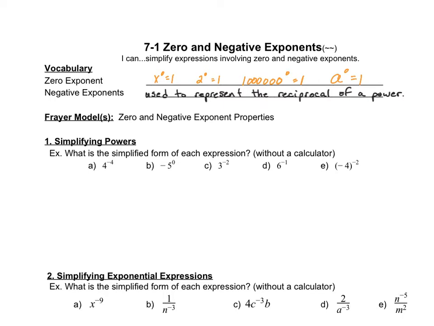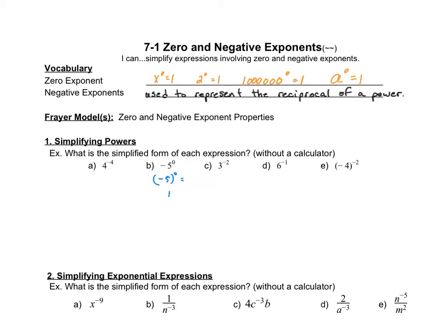So if we look at our first examples here, if we go down to B, it says, what is a simplified form of each expression? Well, B, we have negative 5 to the 0 power, and that is going to be equal to 1, because anything to the 0 power is equal to 1. And we'll do some more examples along the way as we get a little bit more complicated.